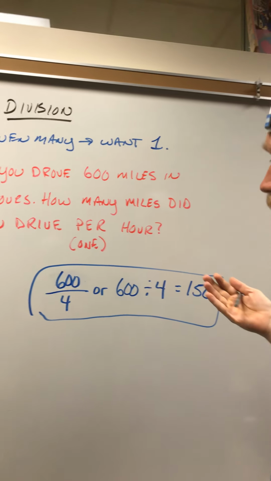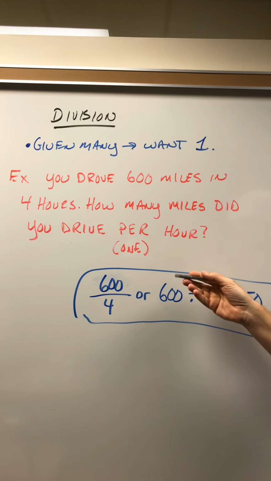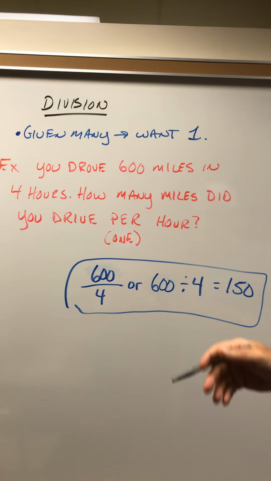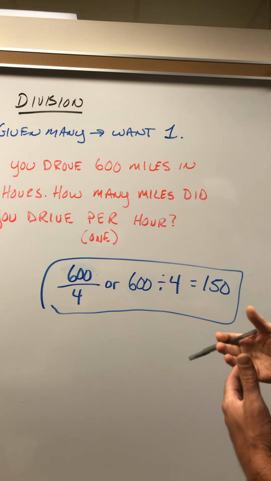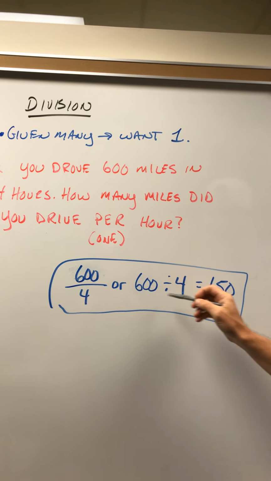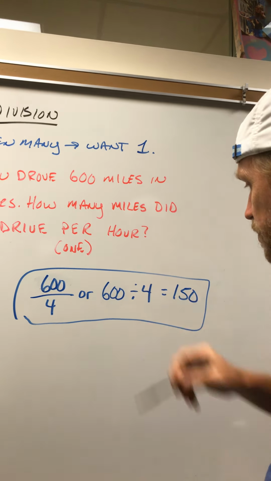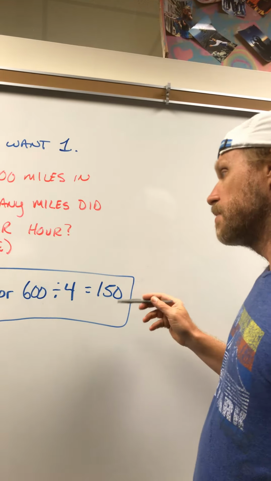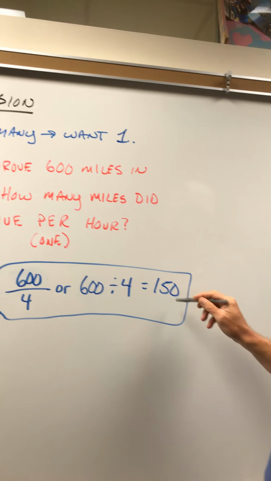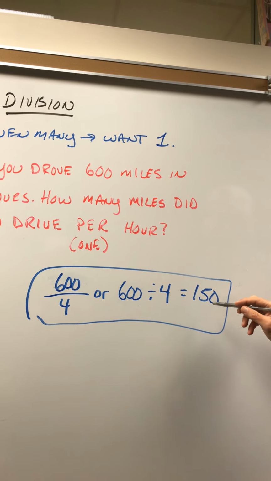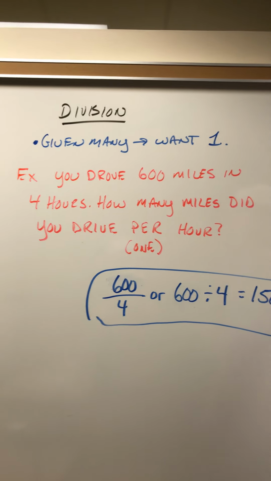So what you're going to do is you will just take 600 and divide it by 4. That's going to tell you how long you went per hour. Or 600 divided by 4. Notice I wrote it both ways. There's your fraction bar. There's your old division symbol from elementary school. Bottom line is your answer is 150 miles in 1 hour, or per hour. Okay? So you're going to see some examples.